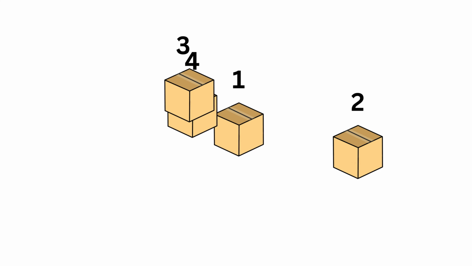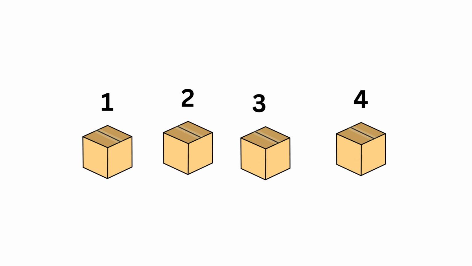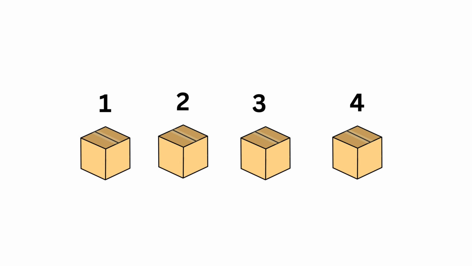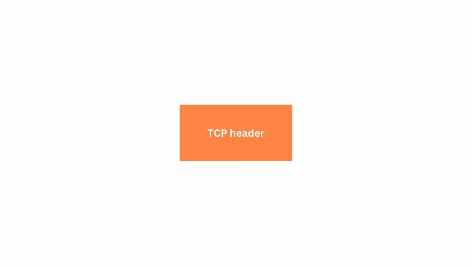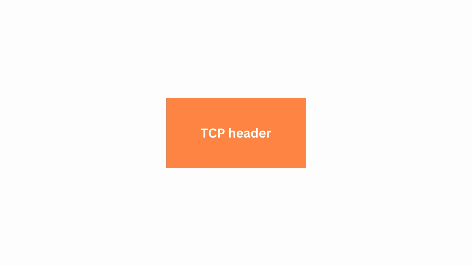The transport layer steps in to ensure everything is in the right order. It checks the sequence numbers of the packets, making sure they're assembled correctly. Using these sequence numbers, the transport layer reassembles the packets like puzzle pieces, creating the complete image. It also verifies each packet for errors using the checksum in the TCP header and manages any necessary retransmissions to guarantee that nothing is lost along the way.